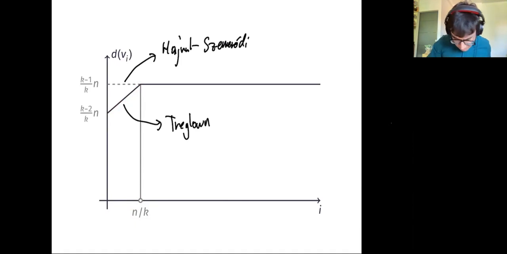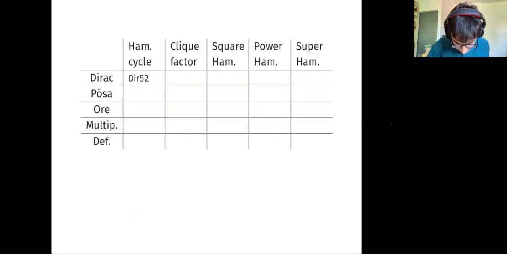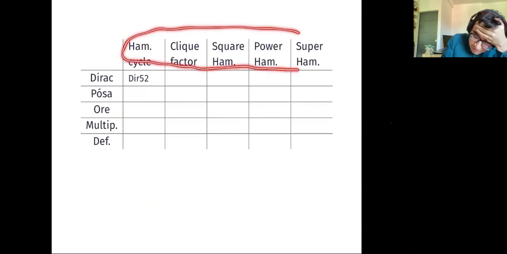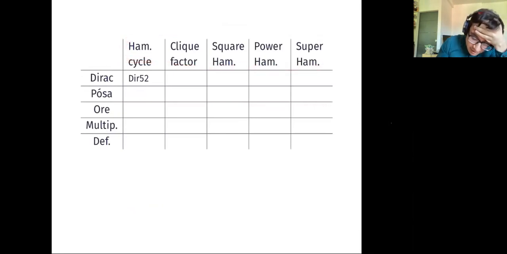It's okay, I could talk the whole evening about these possible combinations, but let me try to complete this table over here. These are the possible structures you can find in your graph. This is Hamiltonian cycles, square of cycles, power of cycles. And here, when I wrote super Hamiltonian, I mean all graphs with chromatic number k and bounded bandwidth.